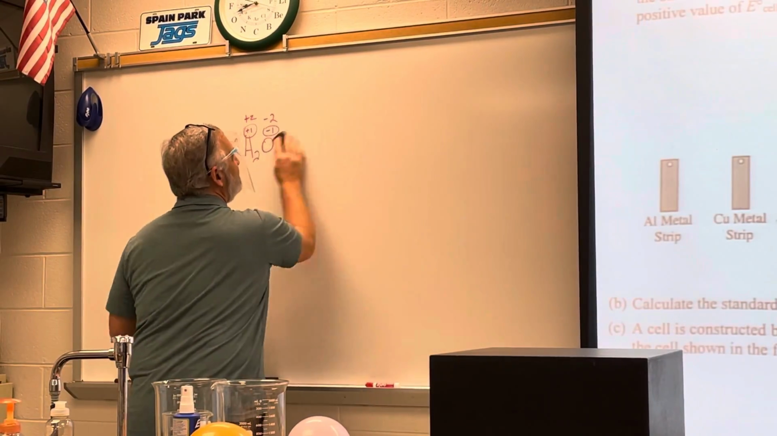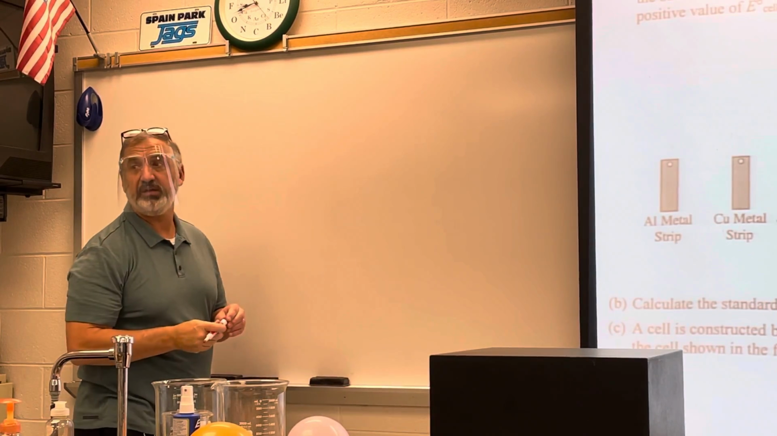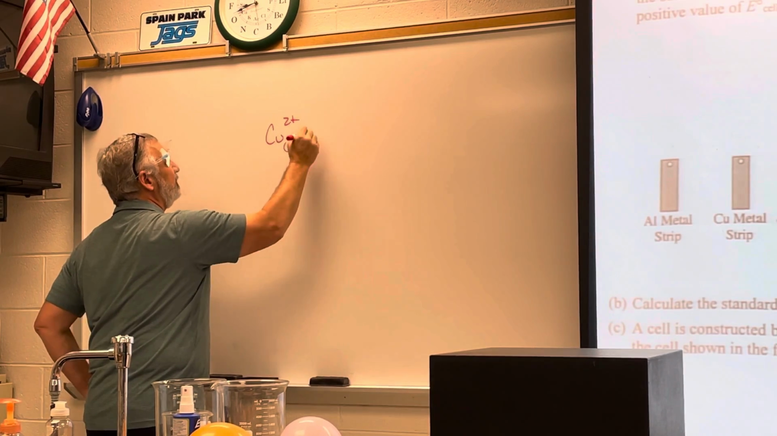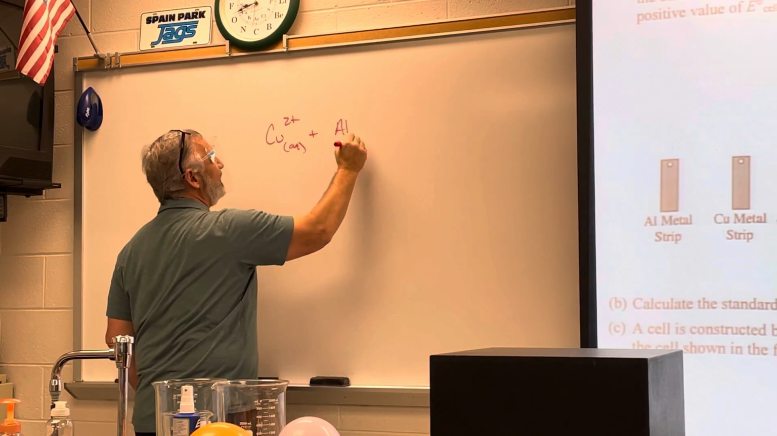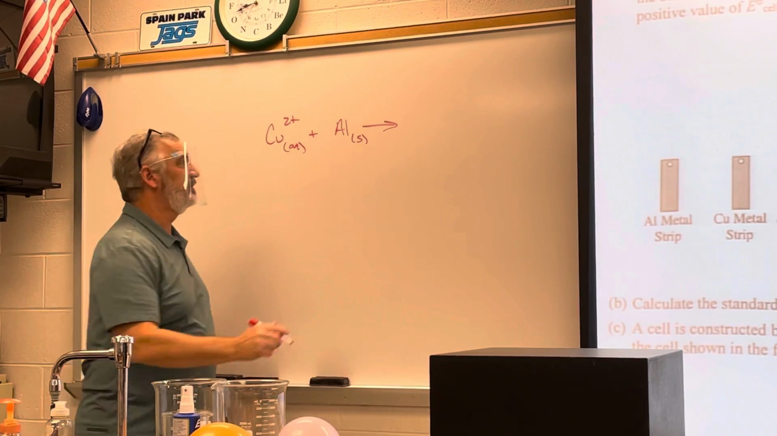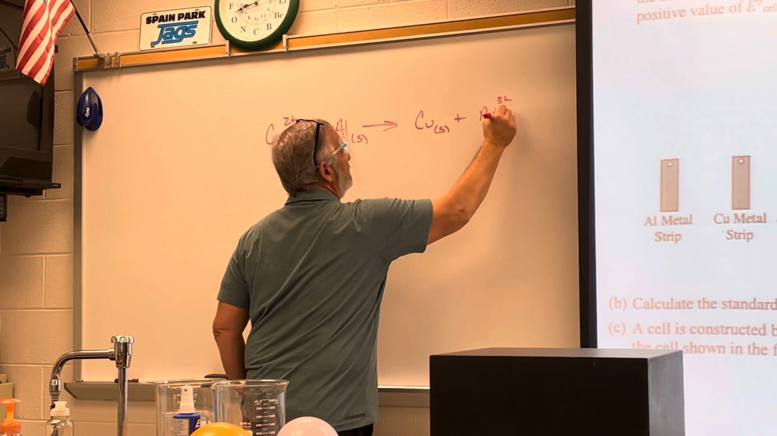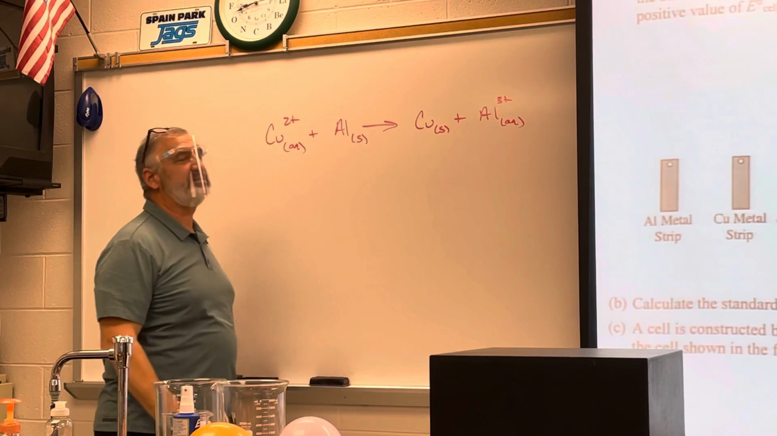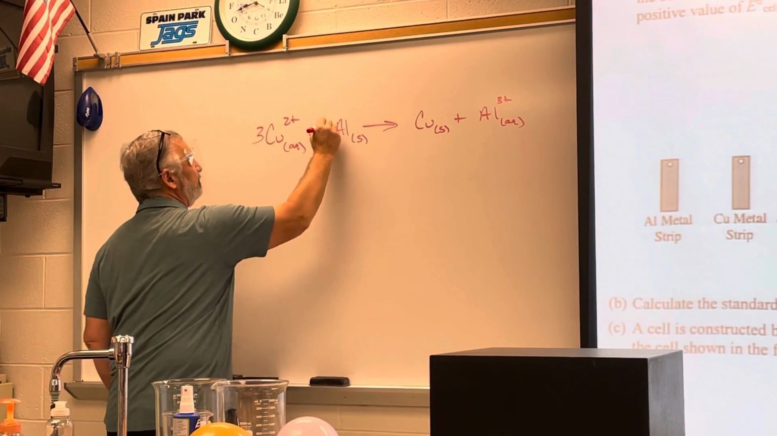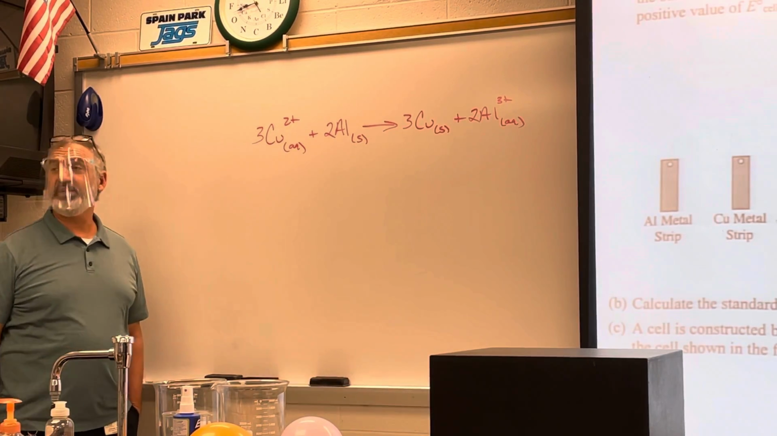If copper was the highest, is it getting oxidized or reduced? So what are we going to start with? Cu2+, and the ion is always going to be aqueous. And then we're going to add in aluminum solid. What's that going to go to? Copper solid, and aluminum 3+, aqueous. Now is that balanced? No. What do we have to do? 3's the copper, 2's the aluminum. So we got to make sure we balance the charge.